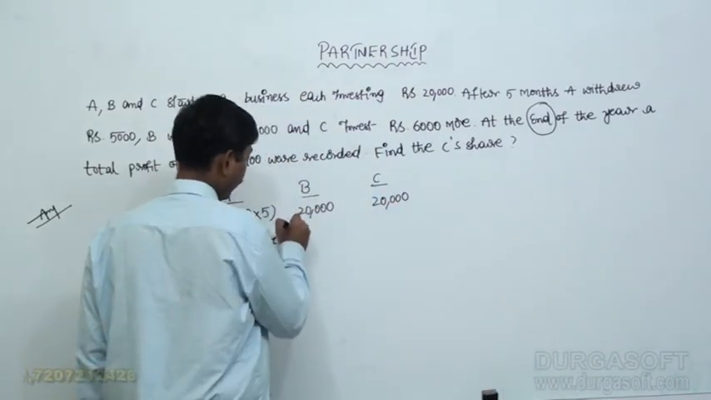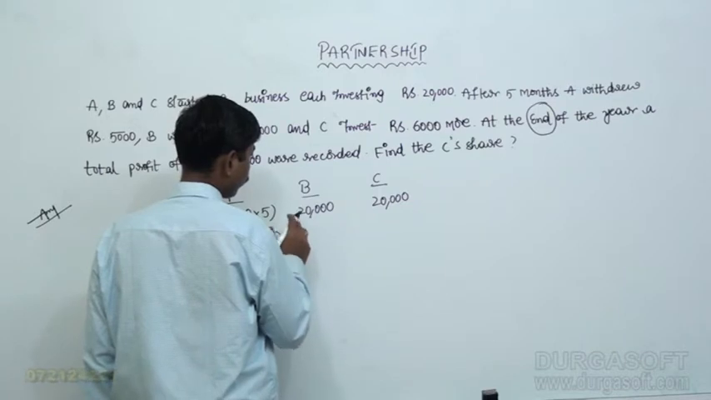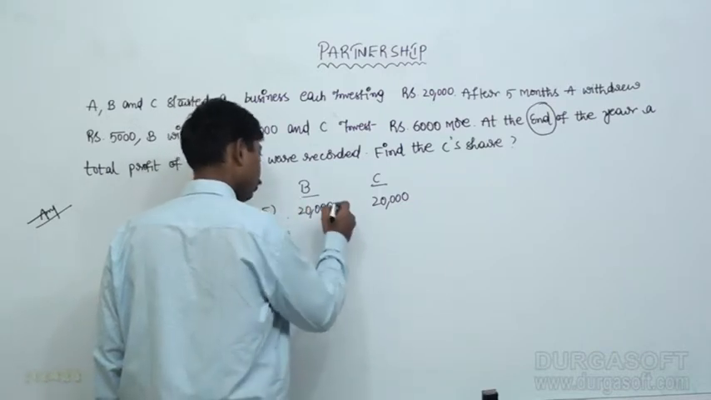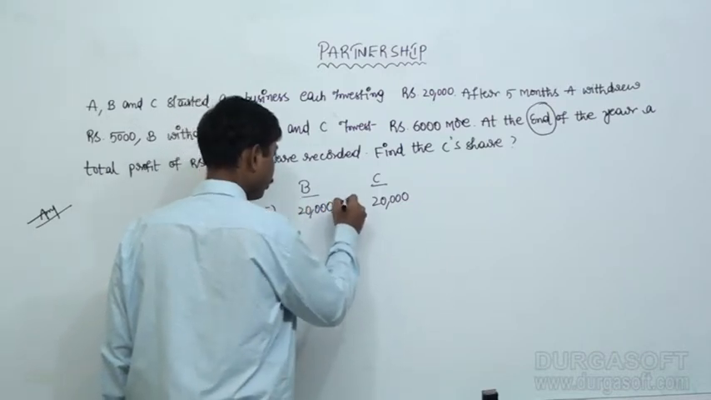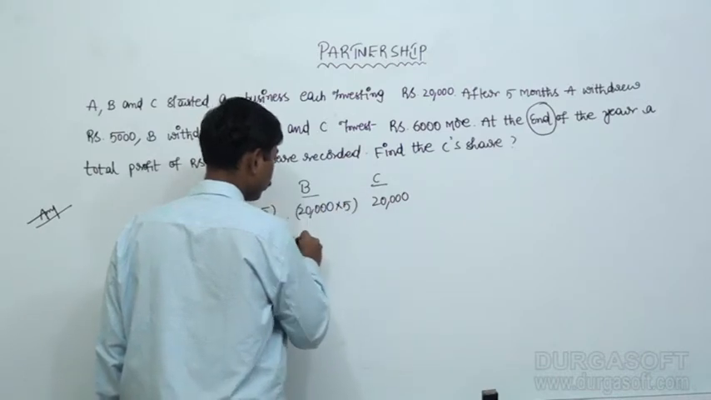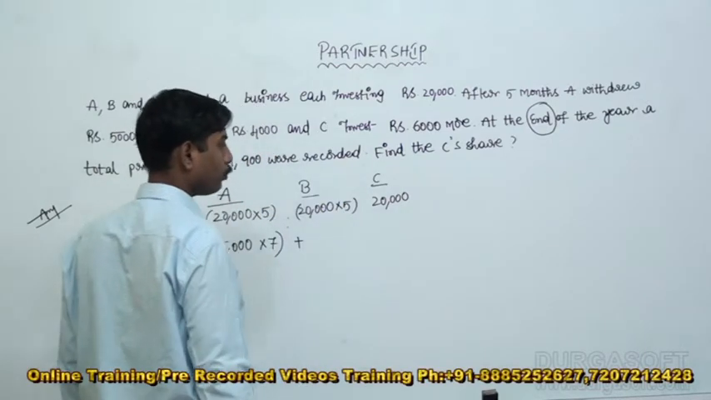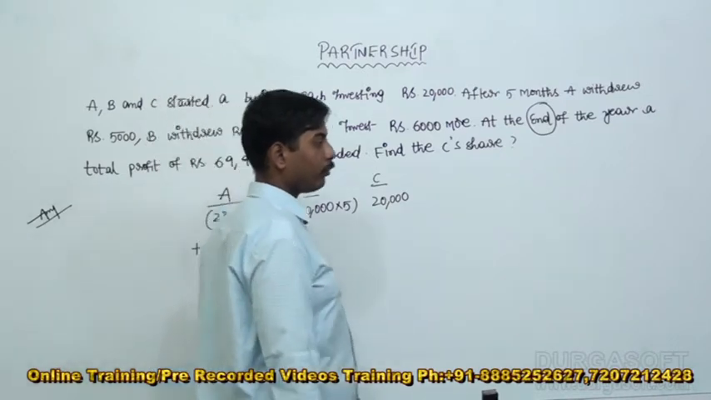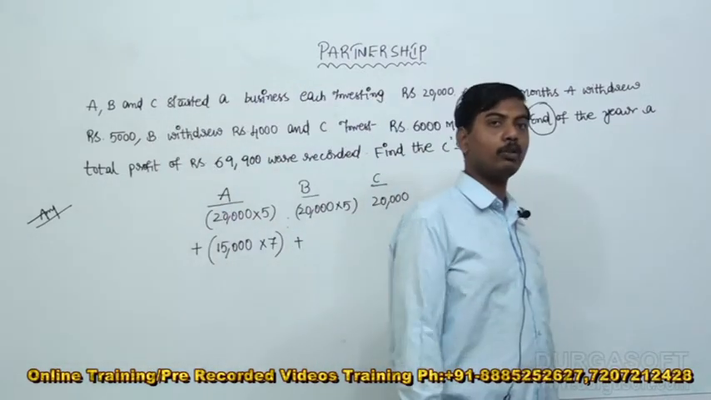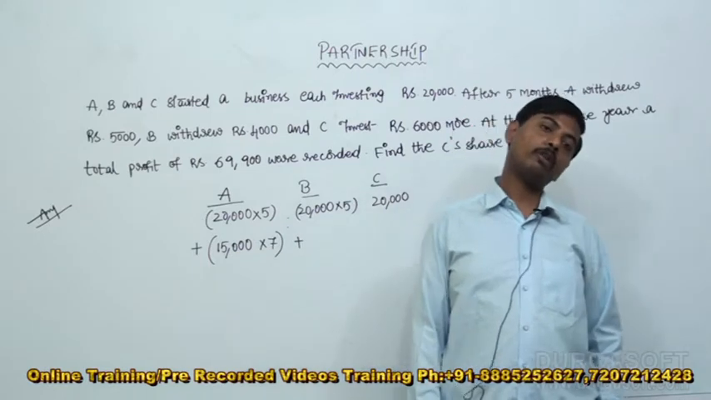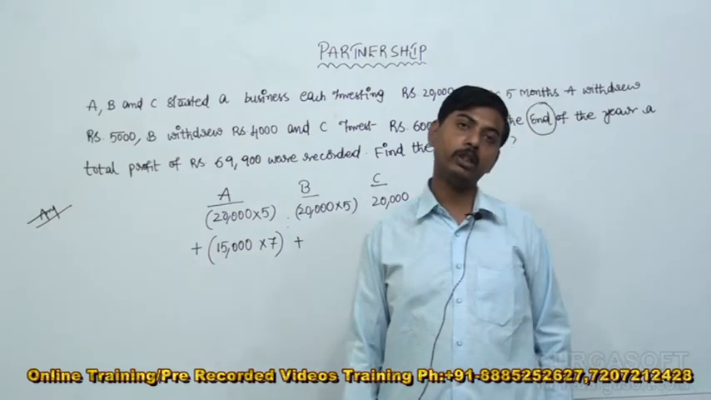Next one. B invested 20,000 rupees. Here also, same. B invested this 20,000 rupees into the business up to how many months only? B invested 20,000 rupees up to 5 months. And after 5 months, what happened, my dear guys, here?